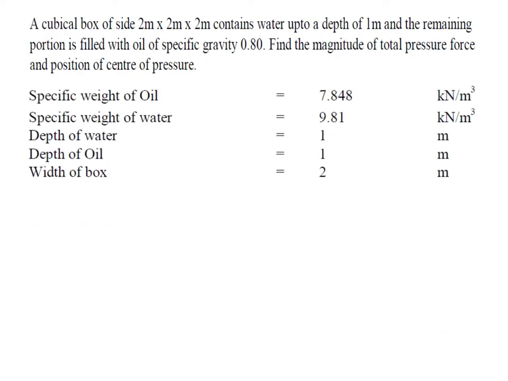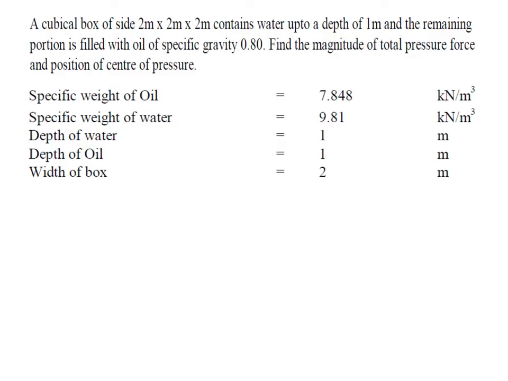So now here it is given that the oil is of specific gravity 0.8. Therefore you will be able to find out the specific weight of oil, which is 0.8 into 9.81, which gives 7.848 kilonewton per meter cube. You know that the specific weight of water is 9.81 kilonewton per meter cube, and we have the depth of water in the bottom portion as 1 meter and the depth of oil in the top portion is 1 meter.